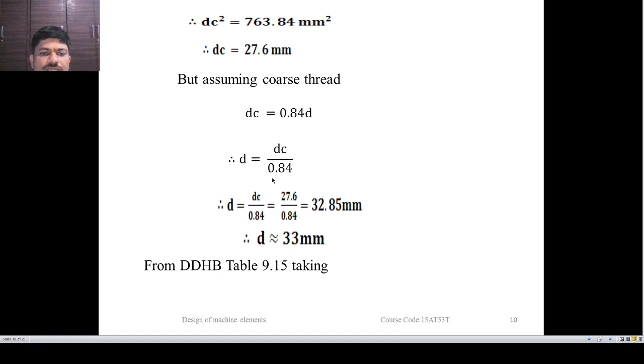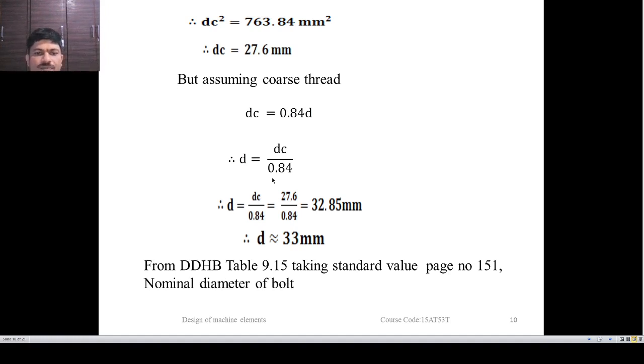Or from the machine design data book you can open table number 9.50. In that, for the core diameter value of 27.6, you look at the table. Here the value you get is M33. So the nominal diameter of the bolt is M33. In this design we are using both methods. You can use any one method.